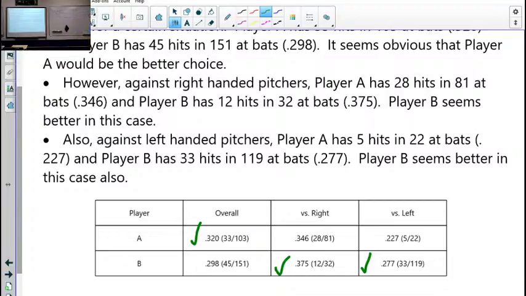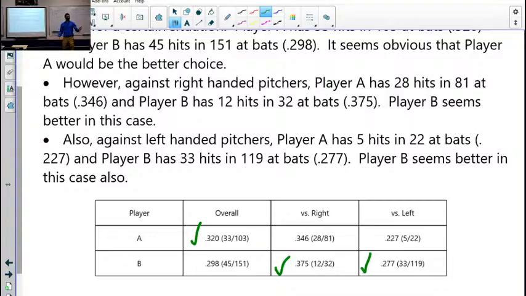So this is the idea behind the paradox: when you start to combine the proportions and say overall how are they doing, one seems to be doing better than the other. But then over here, if you break it down in pieces, then the other is better. So why is that happening? Overall, do they do better against righties or against lefties? Right, they do better against righties.